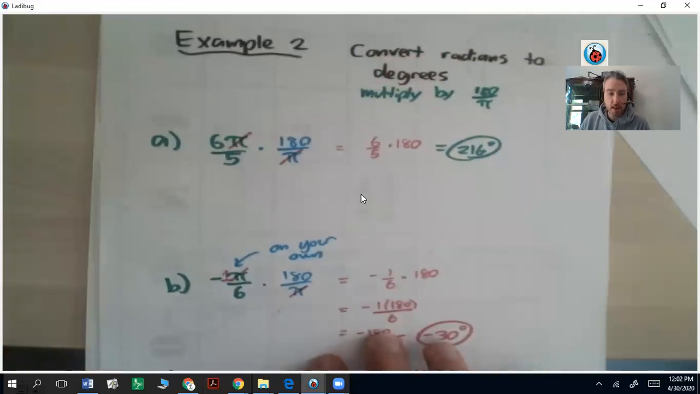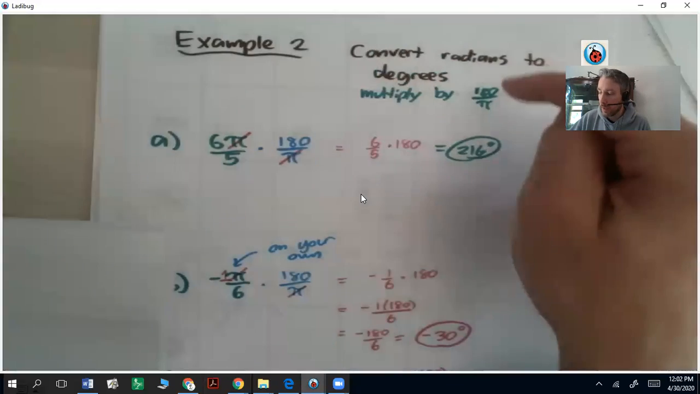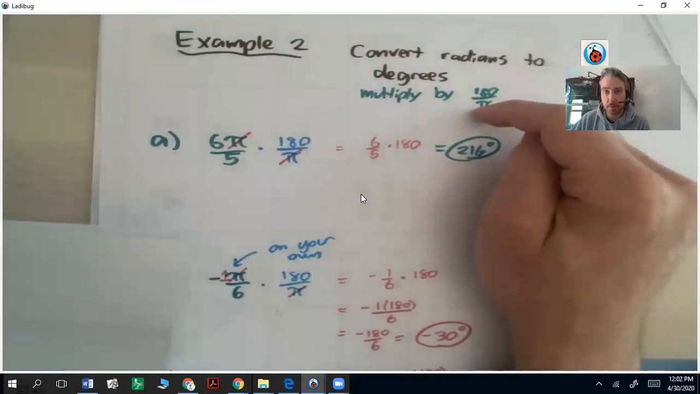All right, so to recap, if it is a degree, multiply by pi over 180 to get it to a radian. If it's a radian, multiply by 180 over pi to get it to a degree.